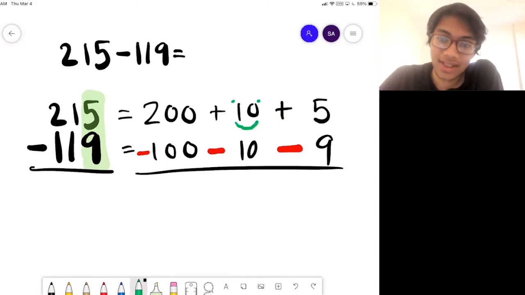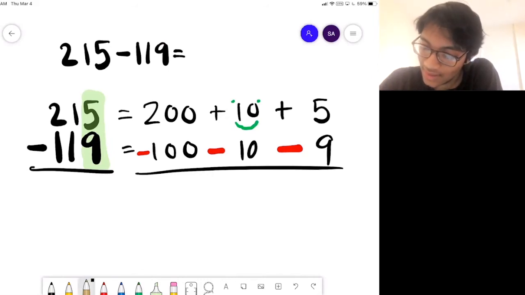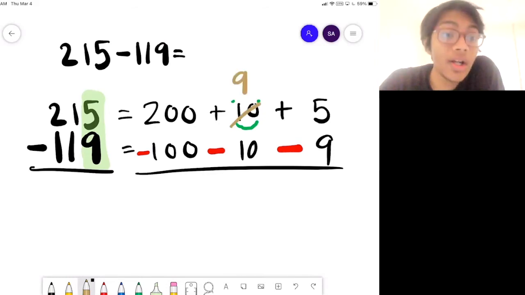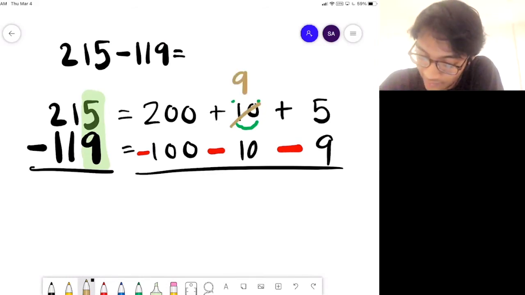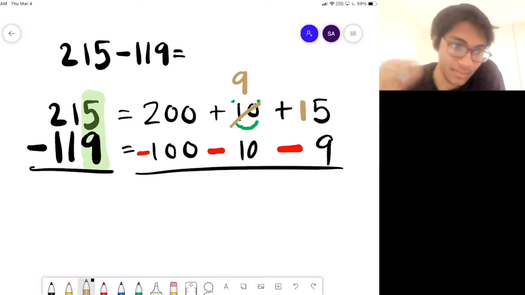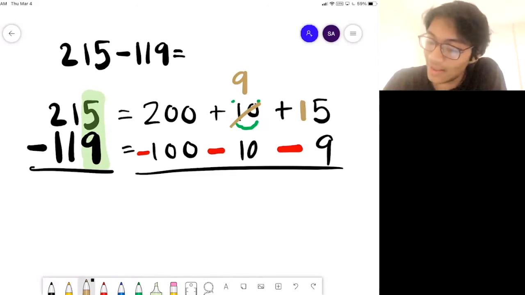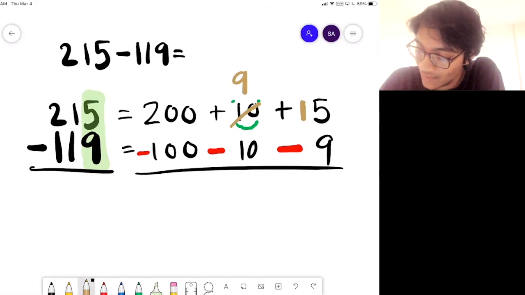So what is 10 going to do? He's going to let go. He's going to reduce himself to 9. And he's going to give one of himself to 5. So remember, 9 plus 1 is 10. 10 just got lowered down to 9. So that one remaining goes to 5. So now we can do 15 minus 9.